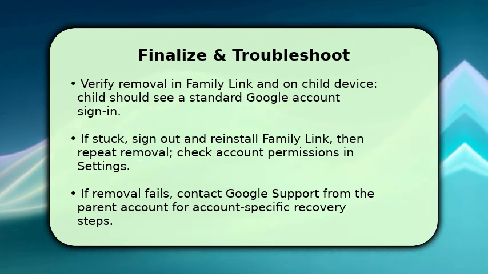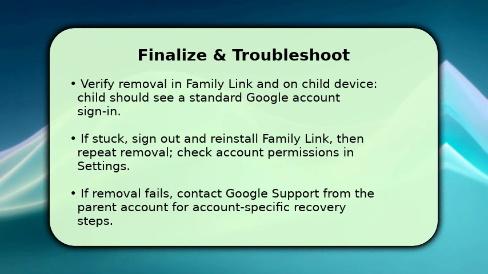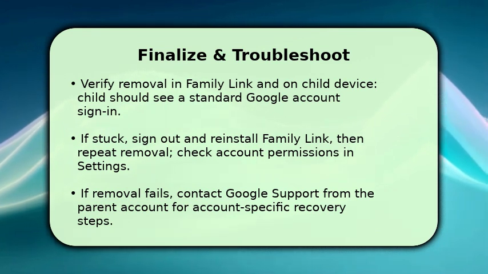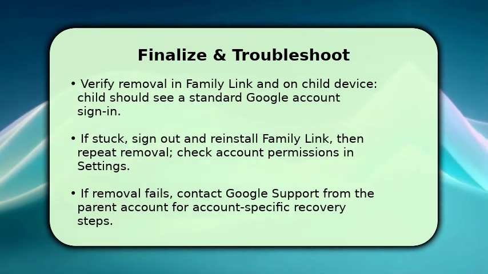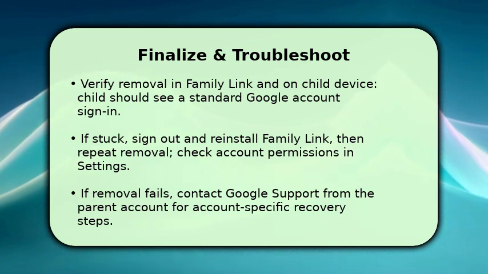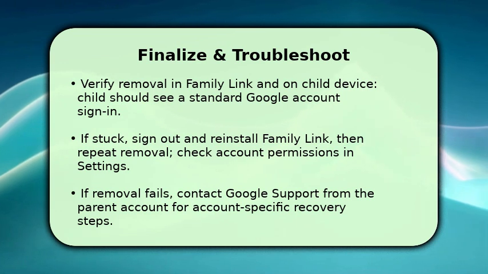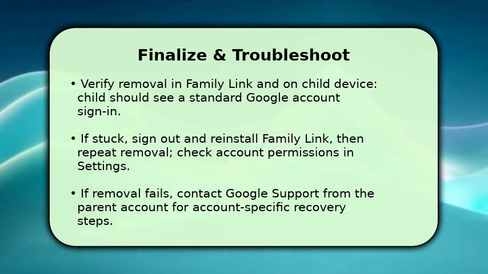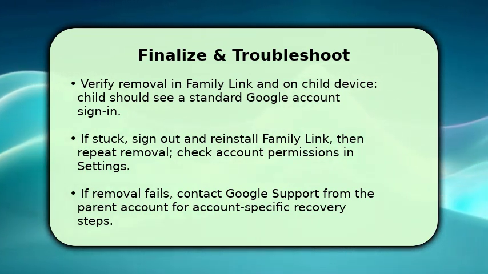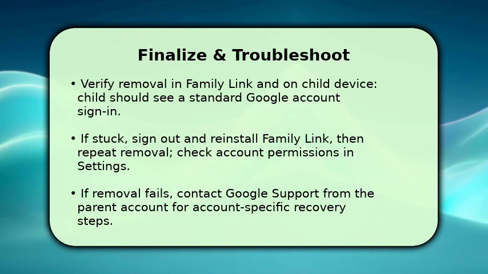If the process stalls, sign out and reinstall Family Link on the parent device and repeat the removal flow. Also review device settings for residual permissions to revoke. If removal still fails, contact Google support using your parent account. Explain the steps you took and provide verification details so they can resolve account-level issues promptly.